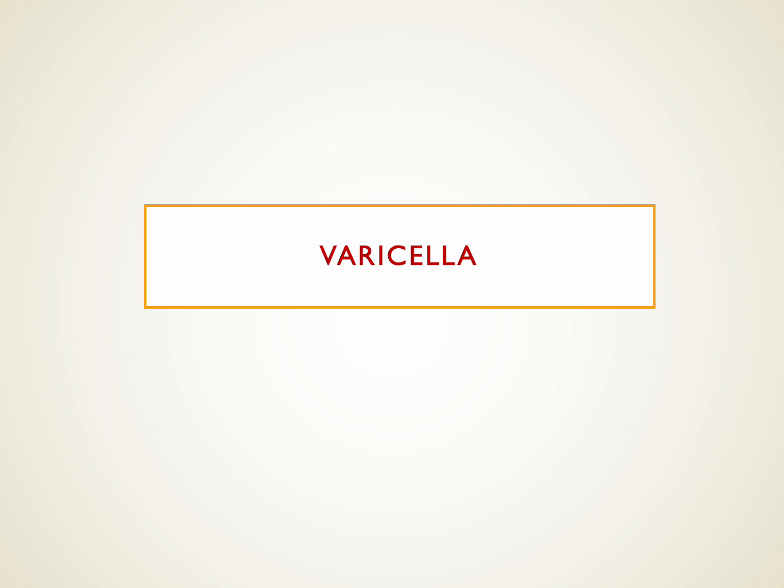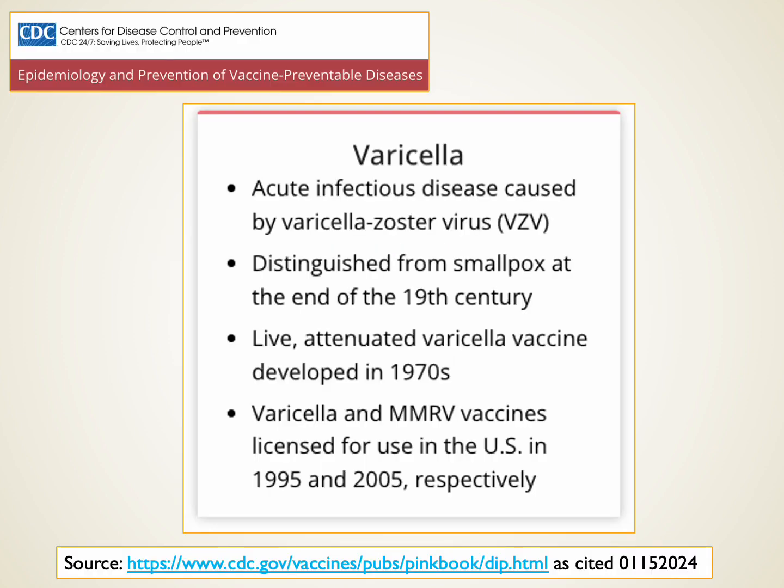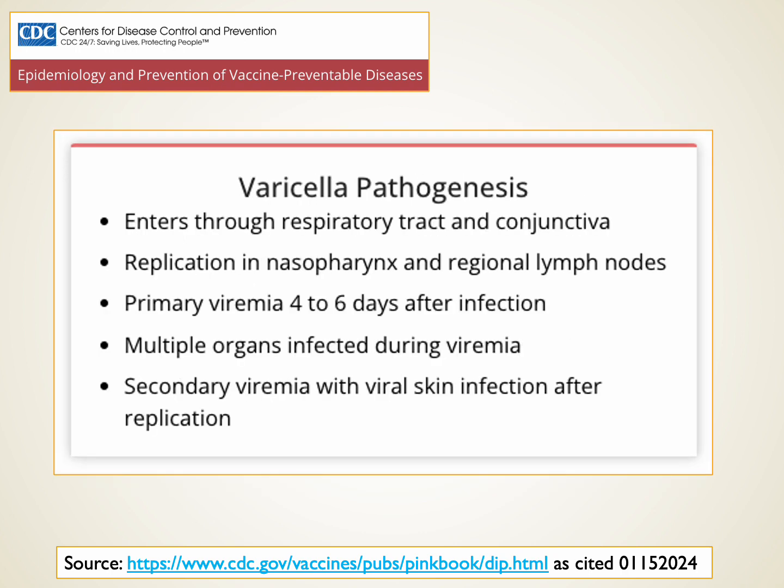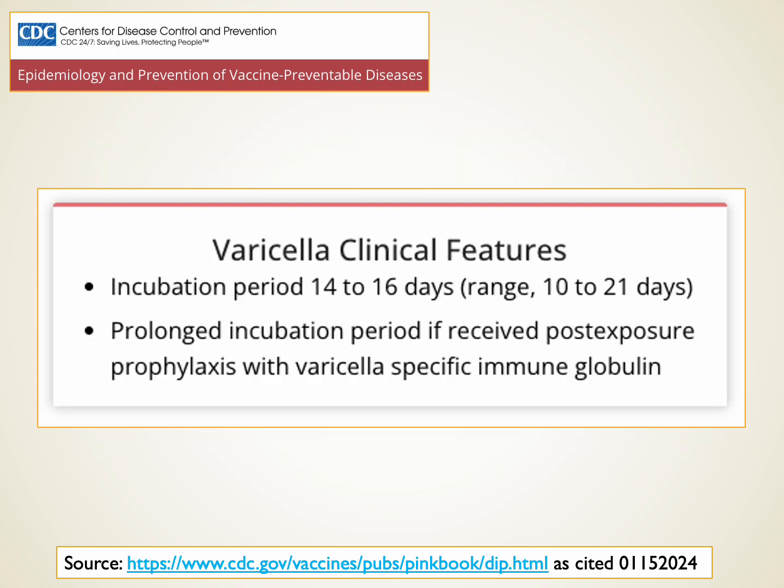Varicella. Varicella is a concern for everyone, really. Chickenpox is what it's often called as well. Varicella is an acute infectious disease, distinguished from smallpox by the end of the 19th century. The vaccine is a live attenuated vaccine that we've used since the 1970s. It's a DNA virus. It enters through the respiratory tract and the conjunctiva. It has an incubation period of about 2 weeks or so.